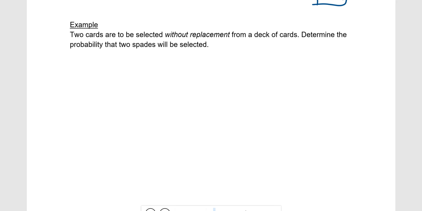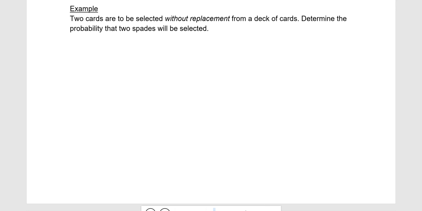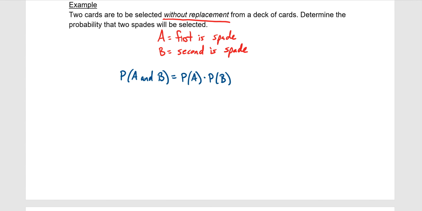Okay, so let's do a question that looks pretty identical. We have 2 cards are selected without replacement from a deck of cards. Determine the probability that two spades will be selected. So once again, event A is going to be that the first is a spade. Event B is going to be that the second is a spade. And we want the probability of A and B.